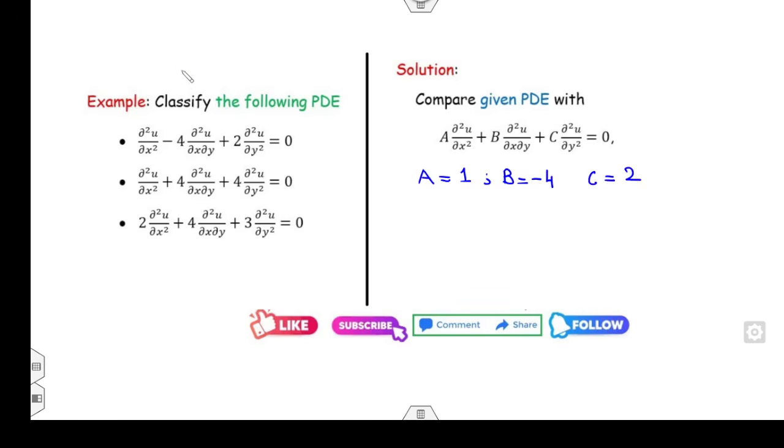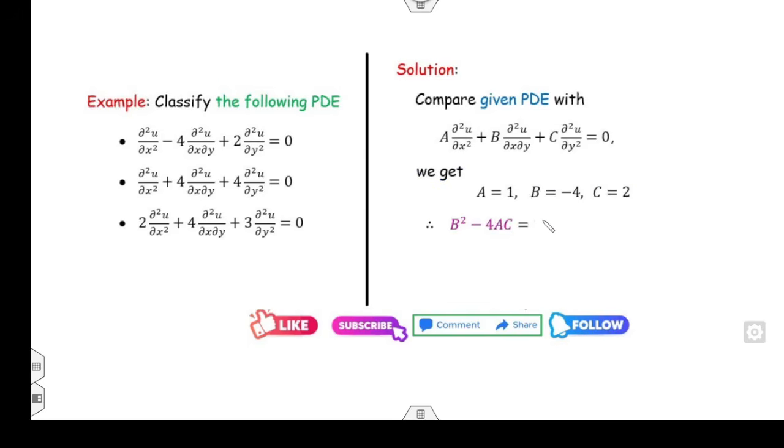Now, how many independent variables? Independent variables are only 2, x and y. So you can apply any one of the three methods, because the number of variables is not more than 2. So if I apply the first method, b square minus 4ac, what is the answer?